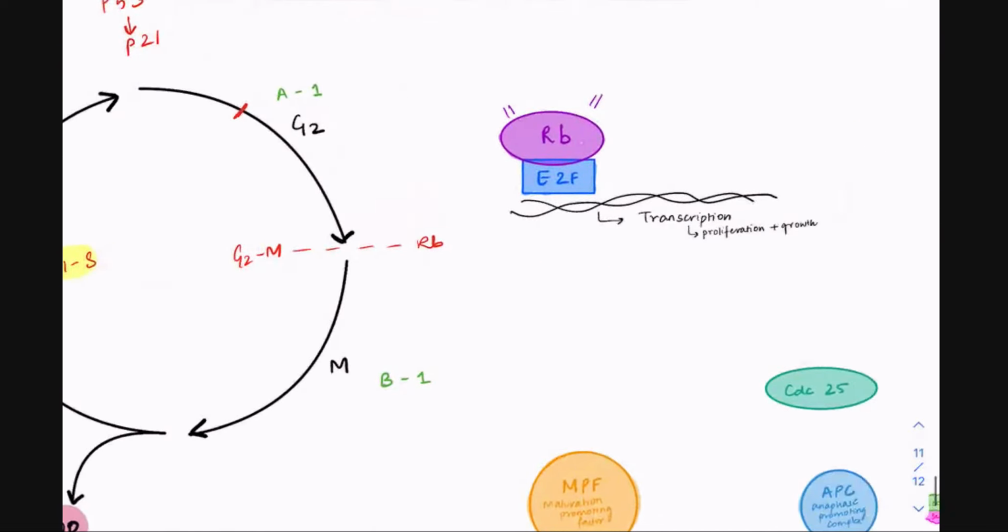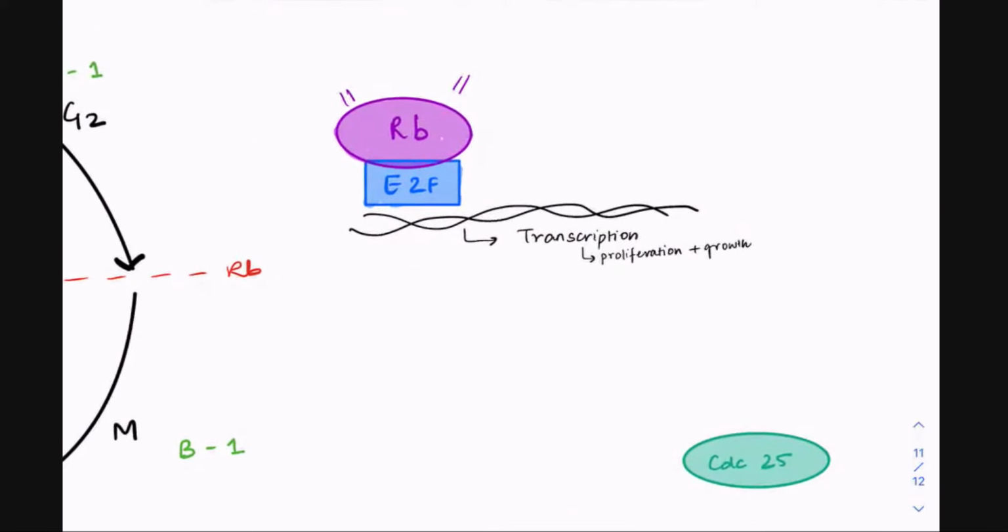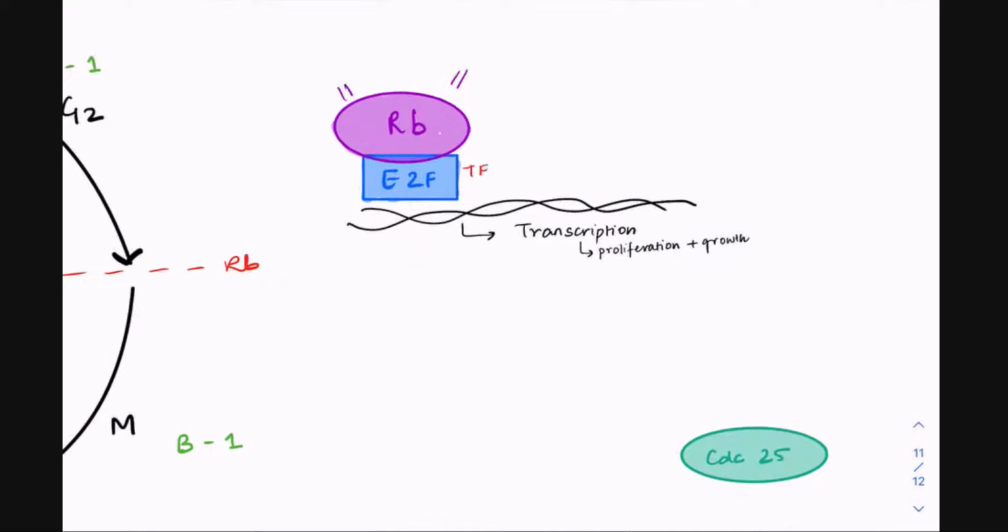So let's look at RB. Remember that RB is the checkpoint. If RB is present and activated, like in this picture here, it's binding to E2F, which is a transcription factor, and it's stopping the transcription from taking place. Okay, if RB is active, E2F is inactive.